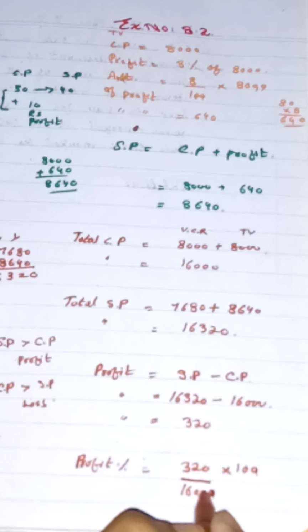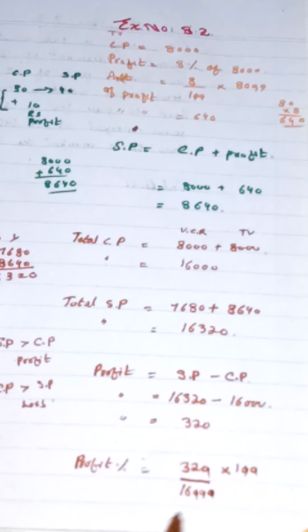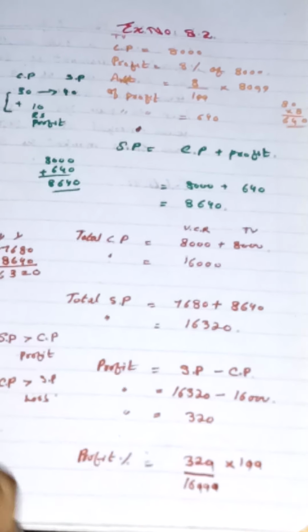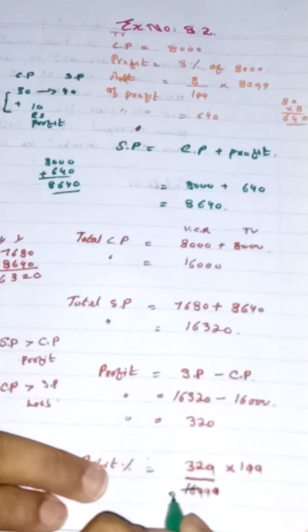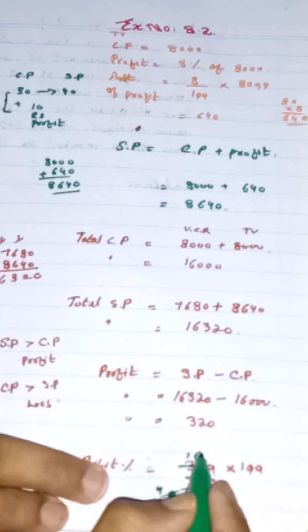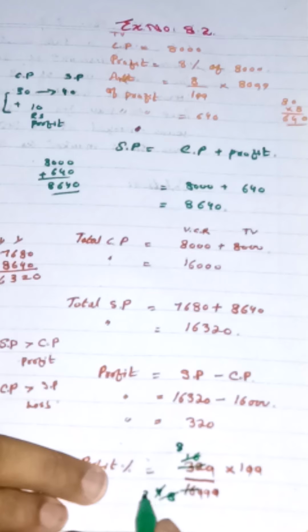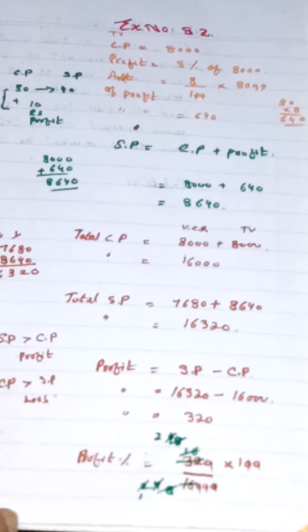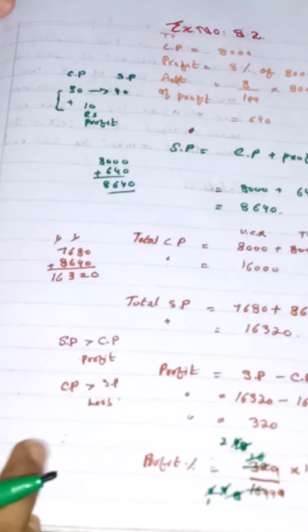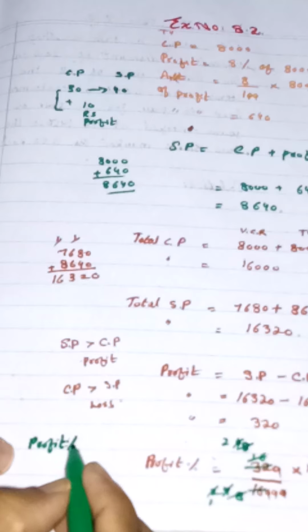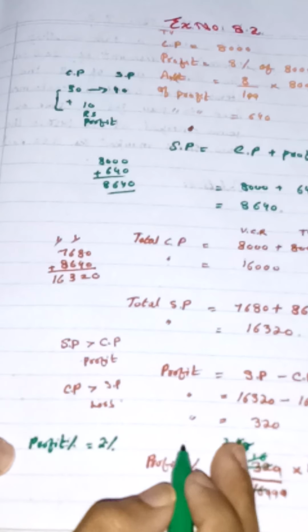Three zeros cancel with three zeros. 2 8s are 16, 2 1s are 2, 1 gives you 2; 6 2s are 12, 2 4s are 8, 2 8s are 16, 2 2s are 4, 2 4s are 8, 2 1s are 2, 2 2s are 4. Profit percentage is the answer right here: 2%.